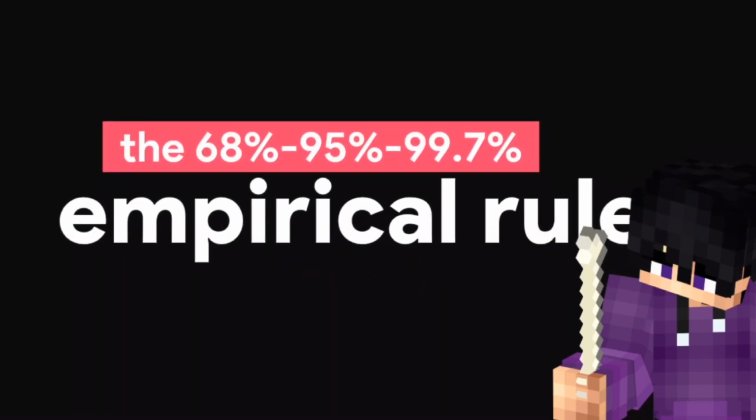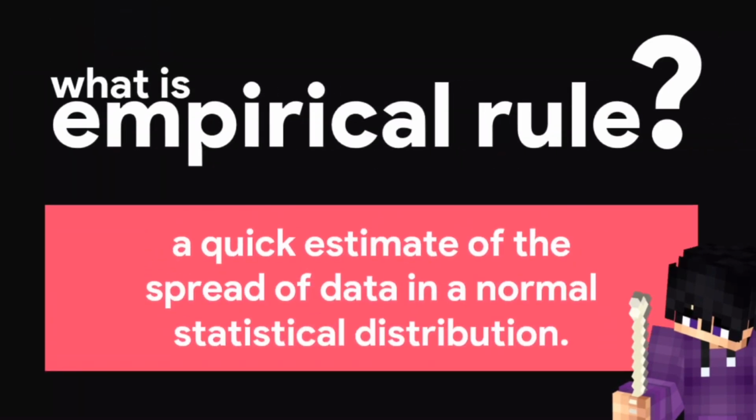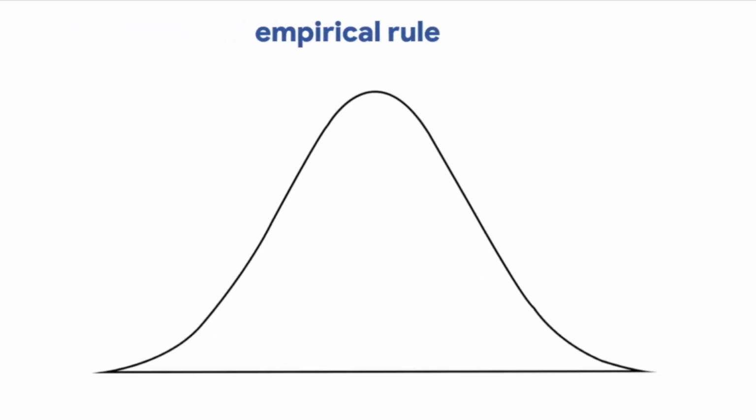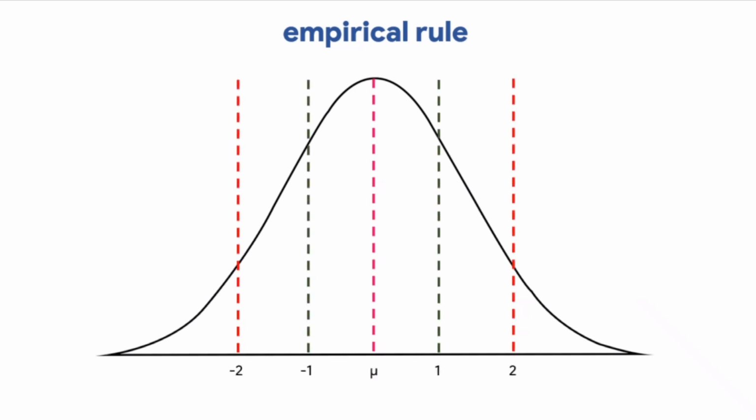Hi guys, this is Kuya JP or Kuya Munikel, and today we're going to talk about the empirical rule or the 68%, 95%, and 99.7%. So first things first, what is the empirical rule? It is a quick estimate of the spread of data in a normal statistical distribution. The rule states that nearly all the data will fall within 3 standard deviations of the mean.